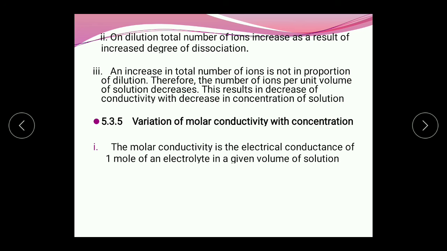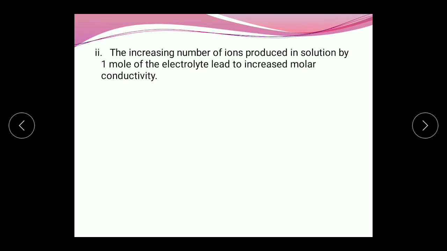What happens with molar conductivity? So, we'll learn about variation of molar conductivity with concentration. The molar conductivity is the electrical conductance of 1 mole of an electrolyte in a given volume of solution. When we say 1 mole, that means everything is fixed. On dilution, what happens? The number of ions increases. The increasing number of ions produced in solution by 1 mole of electrolyte leads to increased molar conductivity.